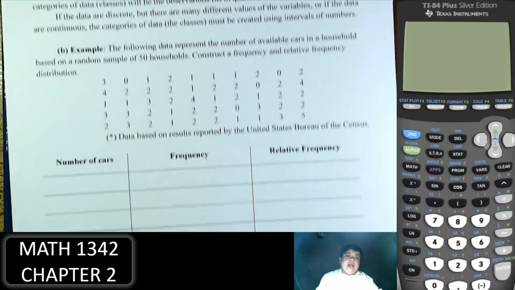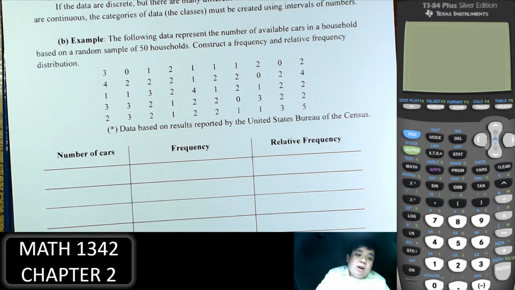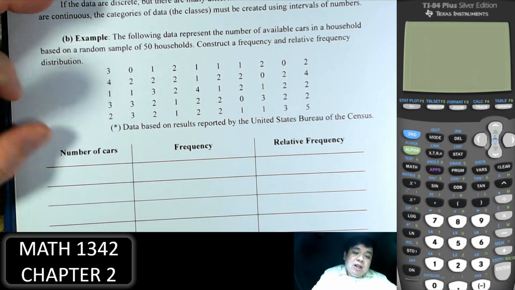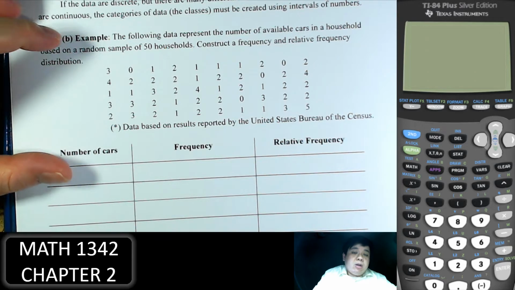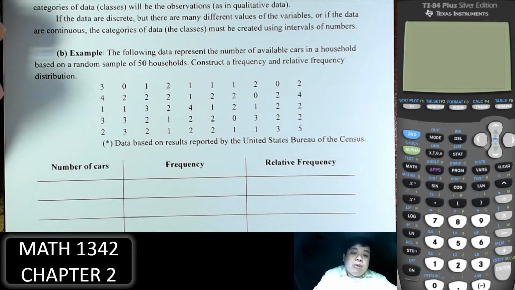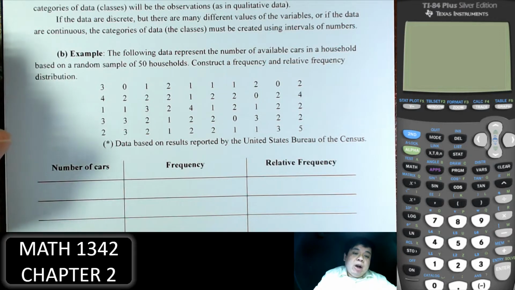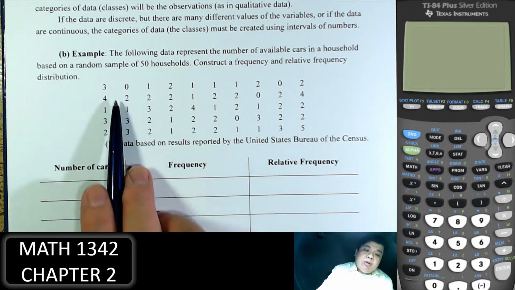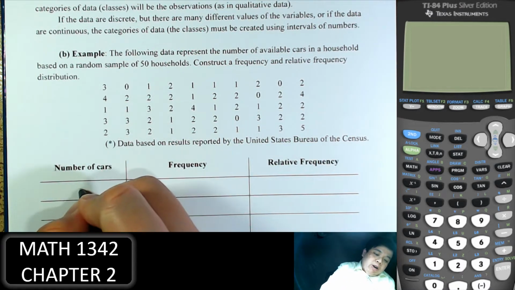So here is for the discrete data. First, this represents the data. The data represent the number of available cars in a household based on 50 households. Here is what we have on the table. So the number of cars goes only from 0 to 5.